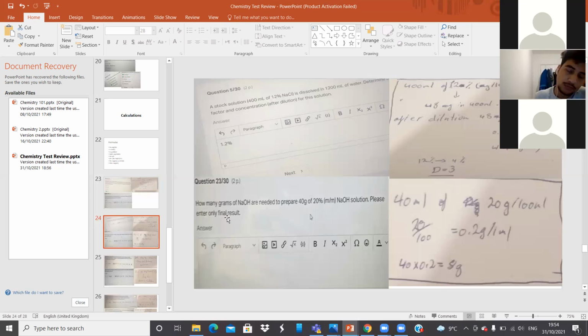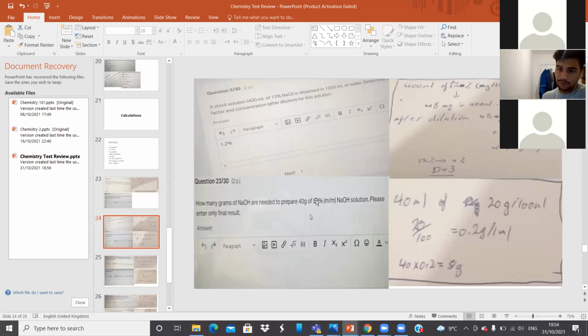Okay, how many grams of sodium hydroxide are needed to prepare 40 grams? Oh no, sorry. 40 grams of water is 40 milliliters of water, so we assume it has the same density. 40 milliliters of 20%. Again, percent is grams per 100 milliliters, so you have 40 milliliters of 20 grams per 100 milliliters.